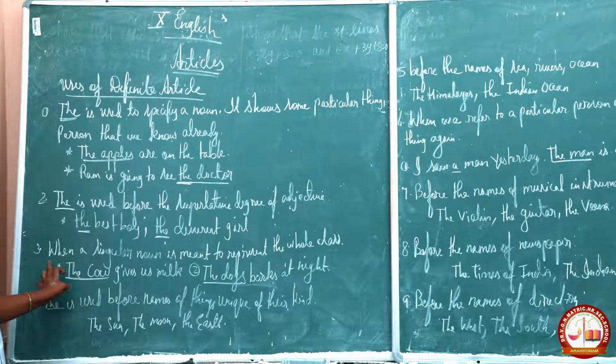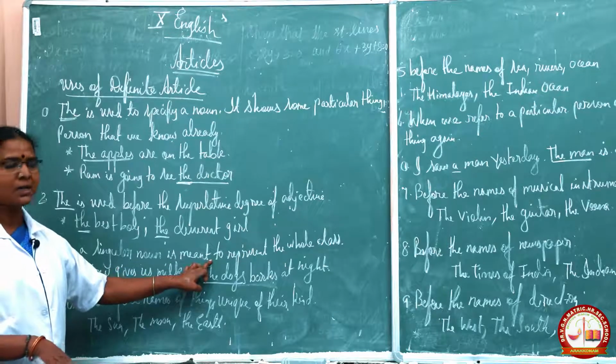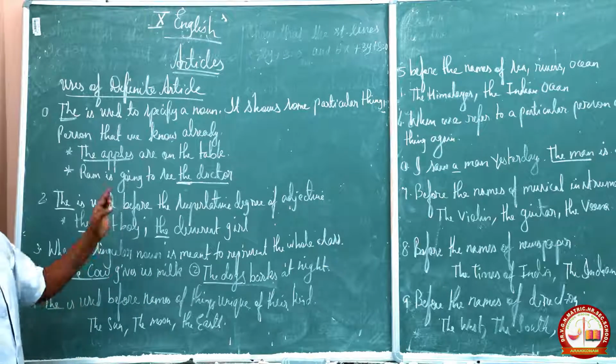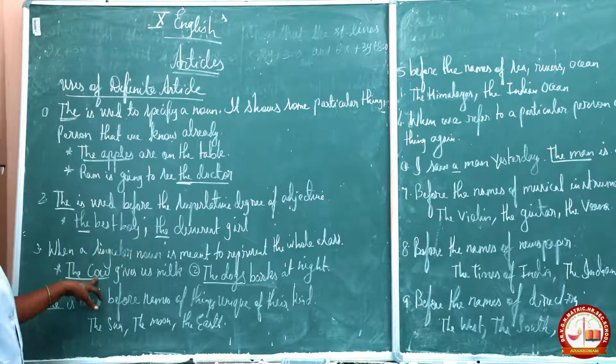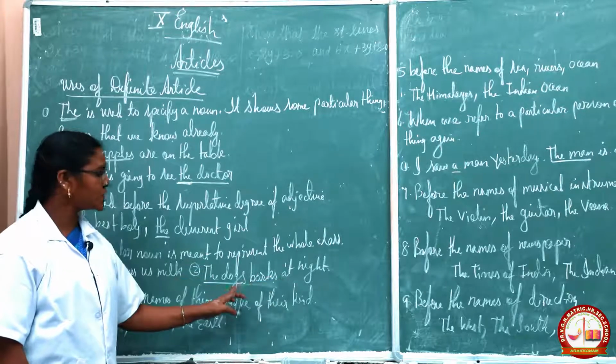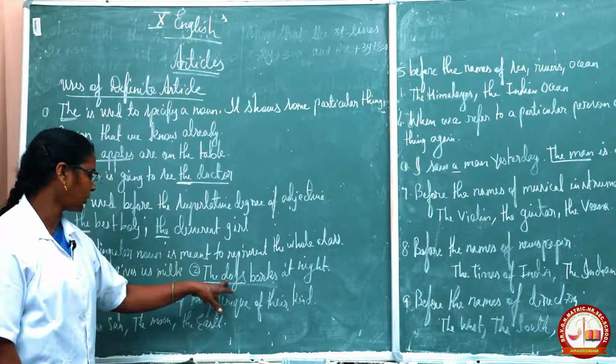Next point, when a singular noun is meant to represent the whole class. For example, the cow gives us milk. So here the cow refers to the whole class of the animal. Next, the dog barks at night. So here the dog refers to the whole family of dogs.